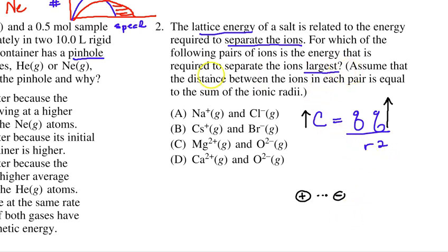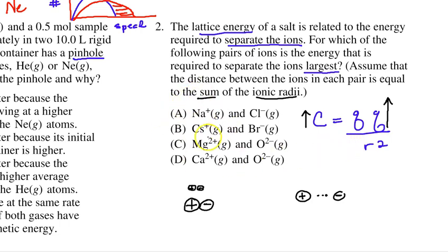So look what they say. Assume that the distance between the ions is equal to the sum of the ionic radii. So let's assume that the positive and the negative are right up against each other, and as these ions get smaller, they're closer together. So as they get closer, the electrostatic attractions, of course, increase.